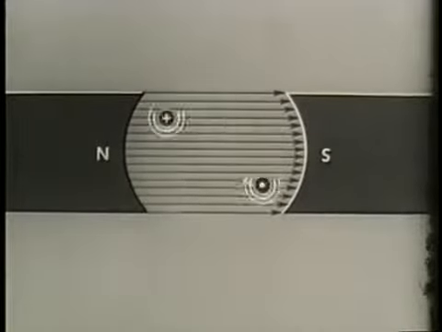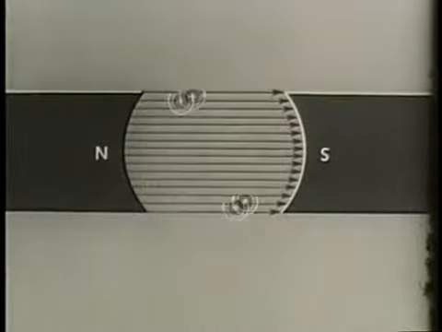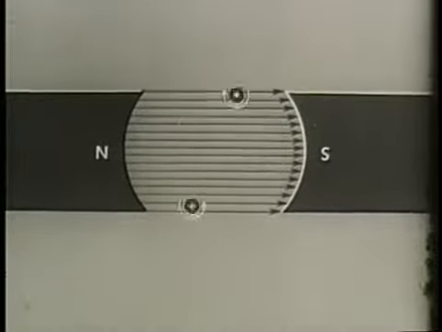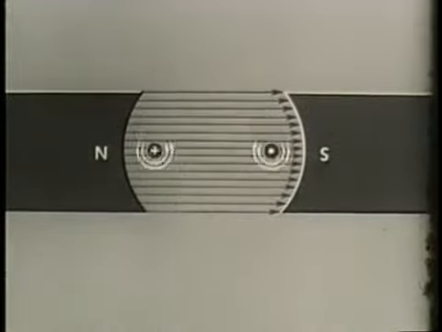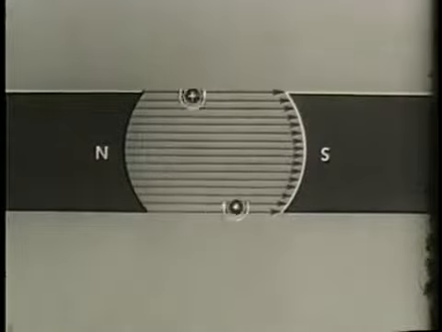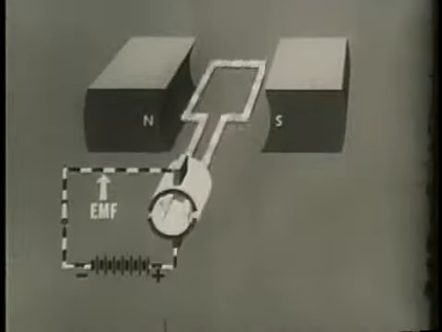Motor action is the opposite of generator procedure. In a DC motor, voltage is applied to two or more loops in a magnetic field. This causes polarity in the loops. The interaction of this polarity with the polarity of the field makes the loops rotate. This is the basic DC motor.